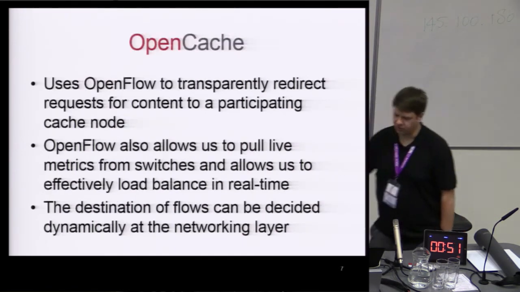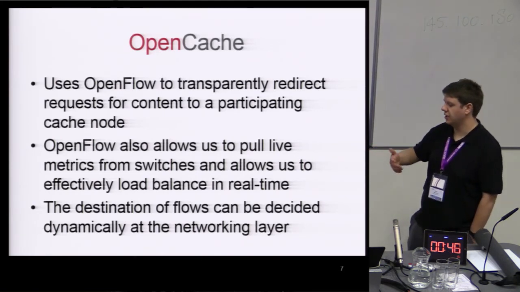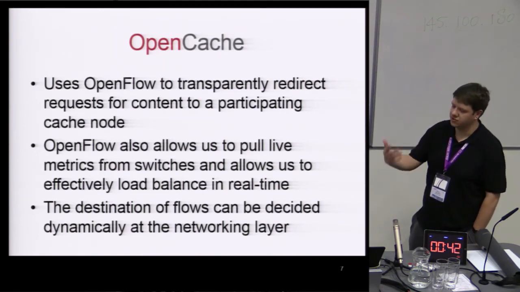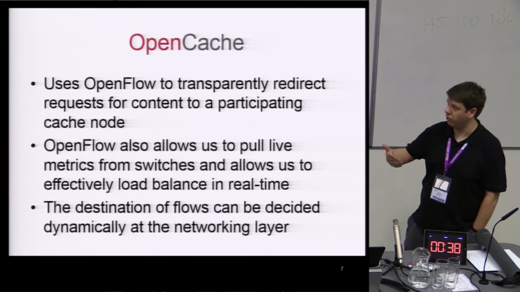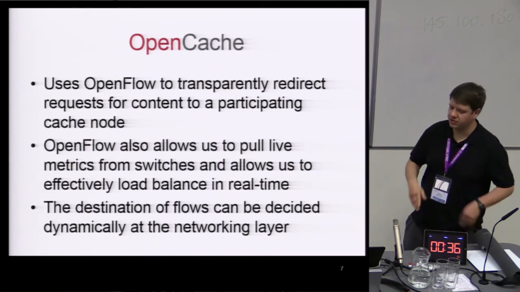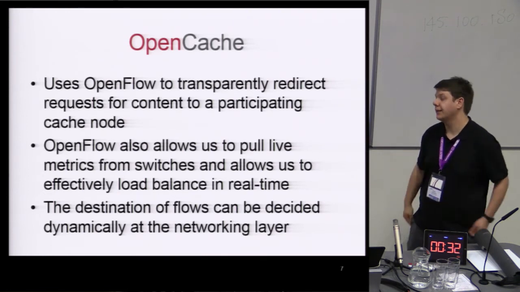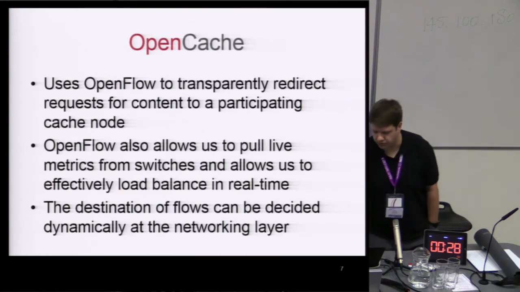So OpenCache itself uses OpenFlow to redirect the requests. We can also pull metrics from the OpenFlow switches, which allows us to do things like real-time load balancing of the switches of OpenCache, and we can also decide which cache node the flows are redirected to on the fly, and at the network layer rather than at the application layer on our actual nodes.